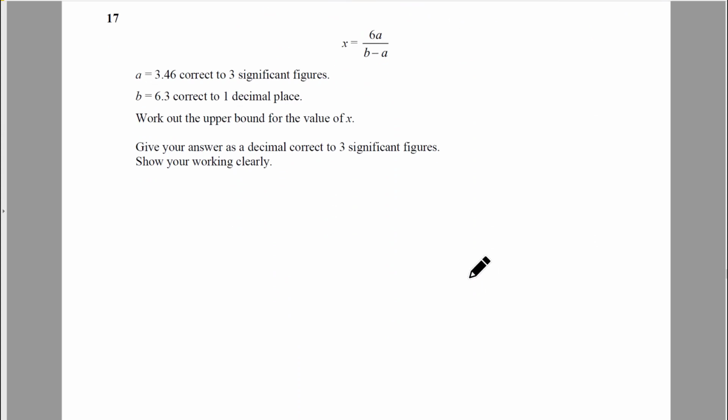Right, bounds, we're very good at bounds. This will be our full marks. Right, 3 significant figures, so be careful. That means that rounds to here. So we're going to work out A upper bound and A lower bound, and work out B upper bound and B lower bound. So 1 decimal place.